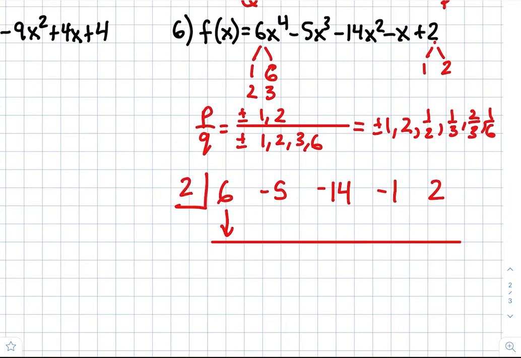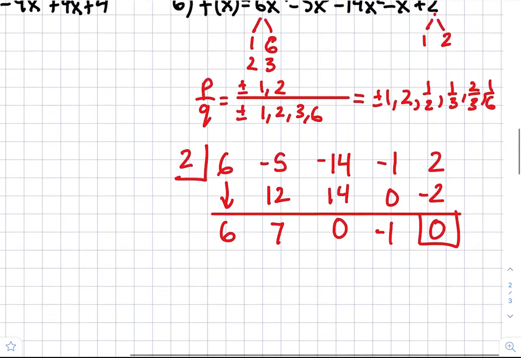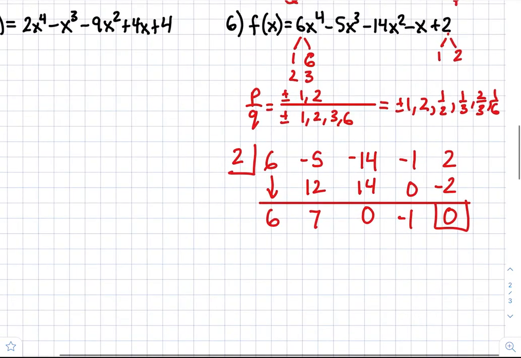I'm just going to go ahead and try 2. Drop the 6 down. 2 times 6 is 12. 12 plus -5 is 7. 7 times 2 is 14. 14 plus -14 is 0. 0 times 2 is 0. -1 plus 0 is -1. -1 times 2 is -2. Alright. 2 was certainly one of our zeros, right?